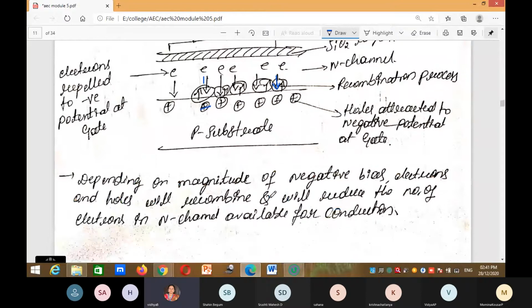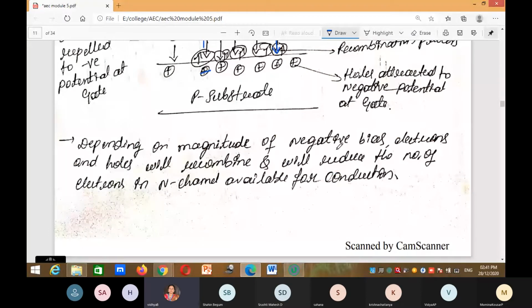Depending on the magnitude of negative bias, electrons and holes will recombine and will reduce the number of electrons in the n channel available for conduction. Depending on what? Depending on the magnitude of negative bias, electrons and holes will recombine. First it will recombine and it will start reducing the number of electrons in the n channel available for conduction.